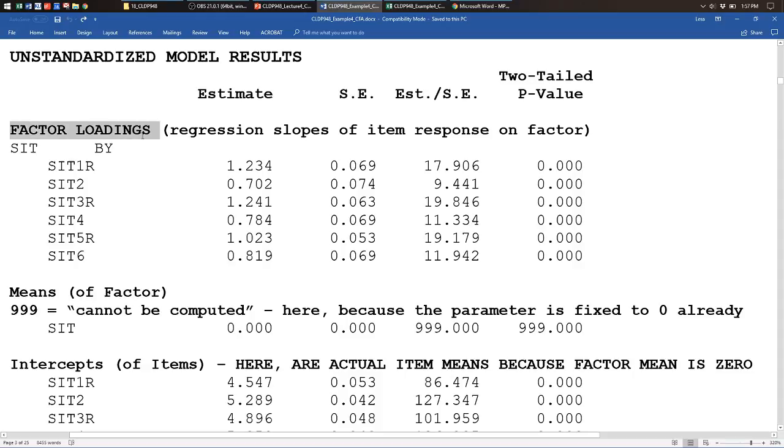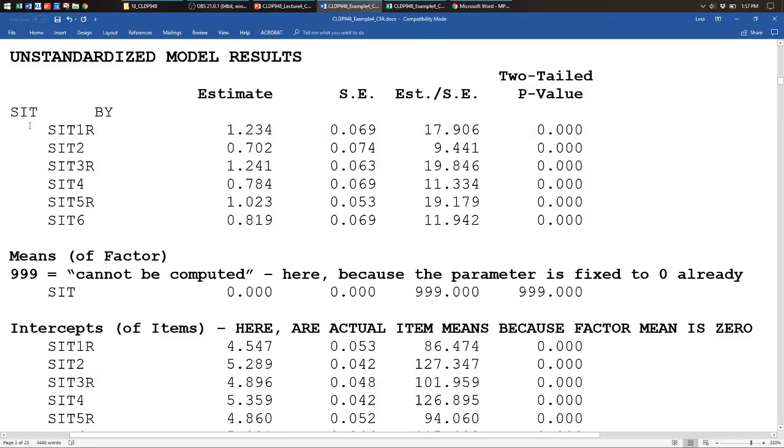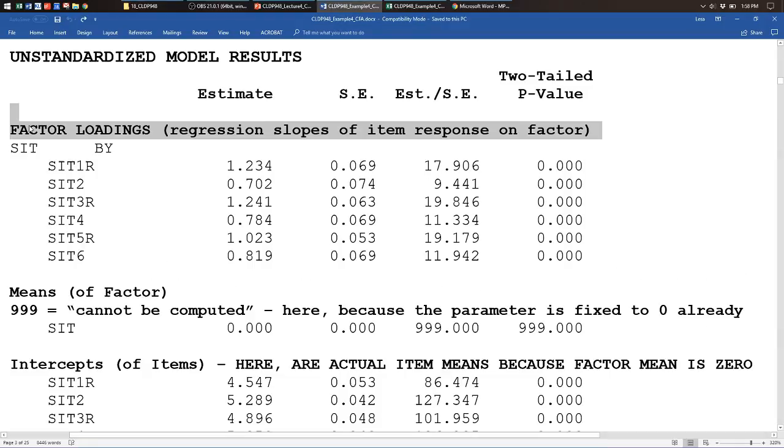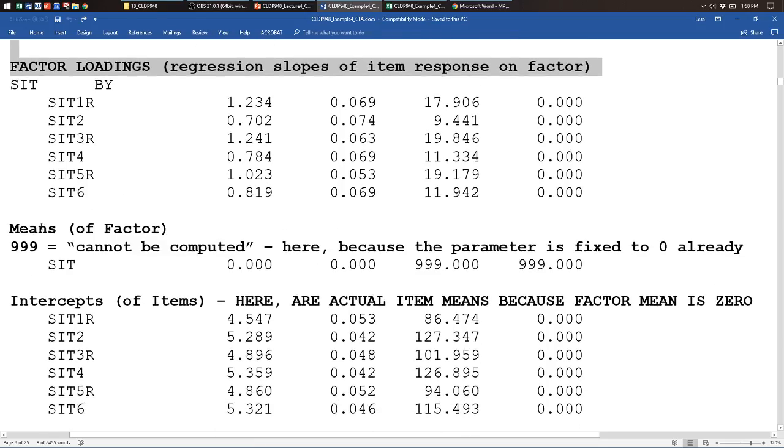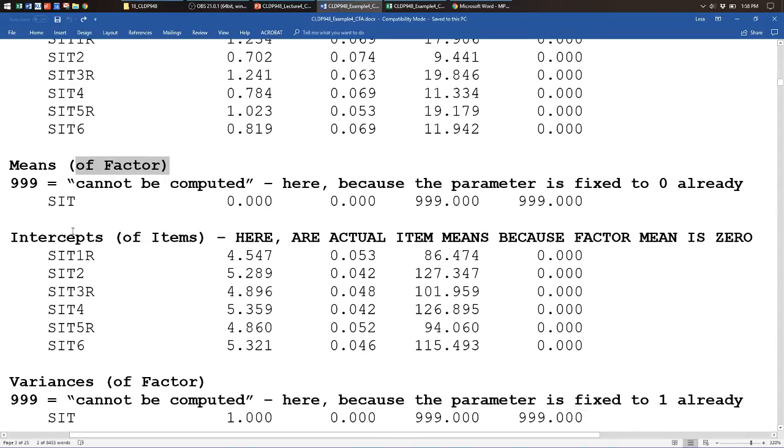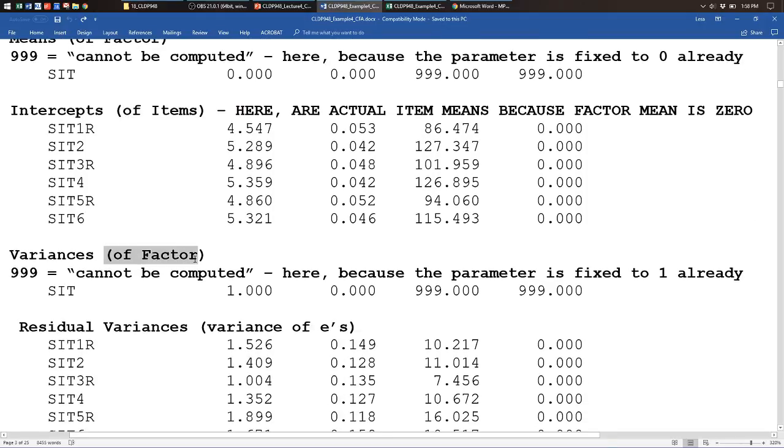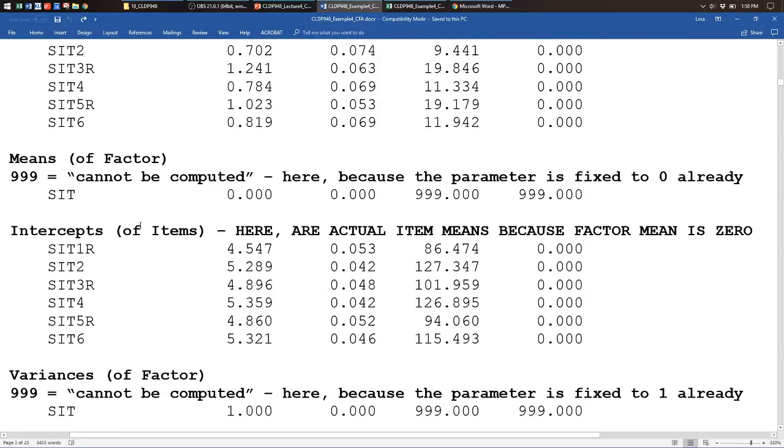So this is my unstandardized solution. These are factor loadings here. Note that this right here is not given to you. This is me being nice. This is what you get. "By" — you're supposed to remember that that means factor loading. And this is why I have a job. Likewise, they have a label means, and I added here "of factor." They had a label intercepts, I added "of the items." Variances, I added "of the factor," and then residual variance is their label.